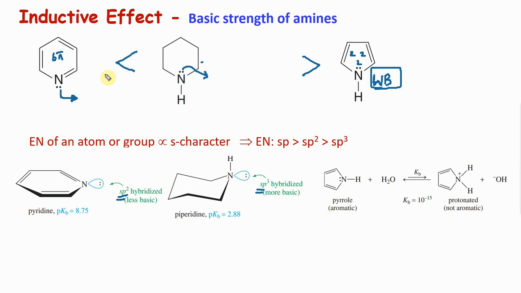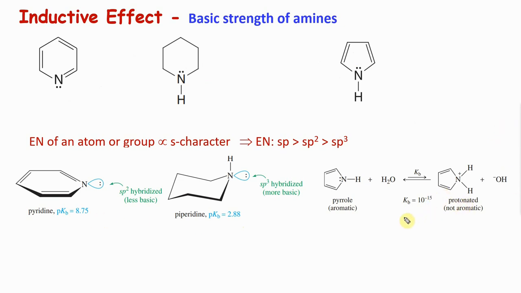So if we say it as 1, 2 and 3, the order is 2 greater than 1 greater than 3. Because for these two we look at hybridization, and for this we look at aromaticity. Hence I taught aromaticity in a separate lecture this week. Now again, you don't have to remember writing equations like this or Kb values. It's just for you to understand.